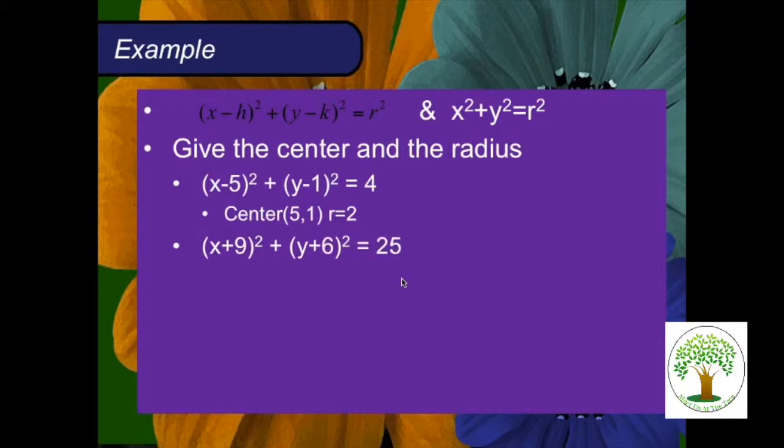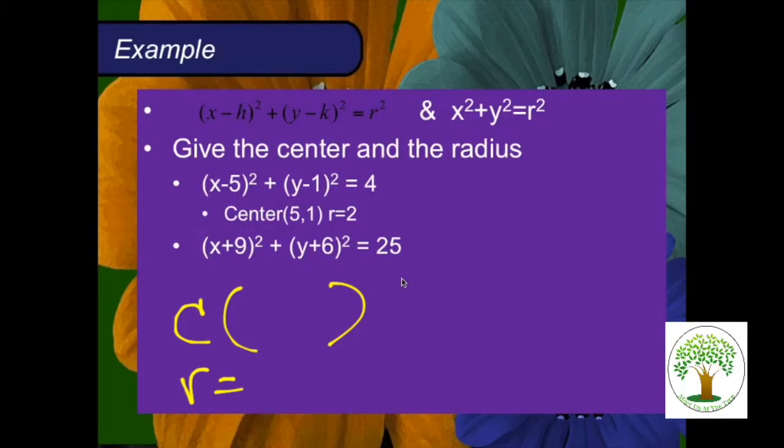What is the center? I'm going to let you write this one down. Don't speak out loud. I want you to have a chance to do this one by yourself. All right, what's the center? 9, 7. I heard 9, 6.